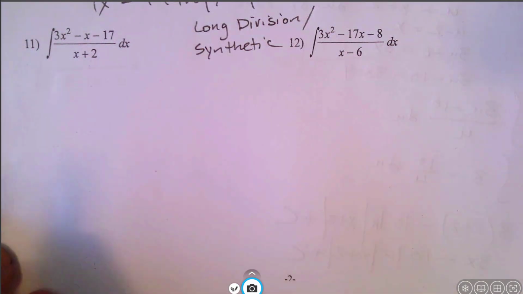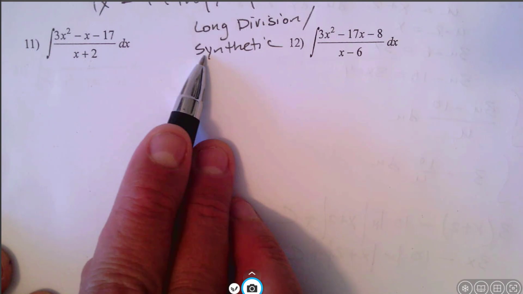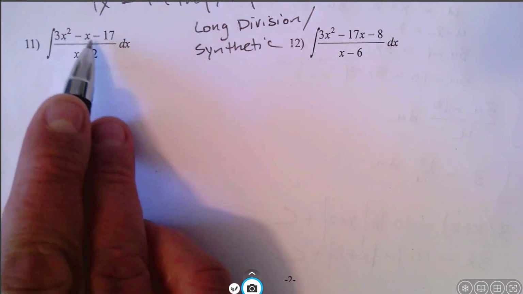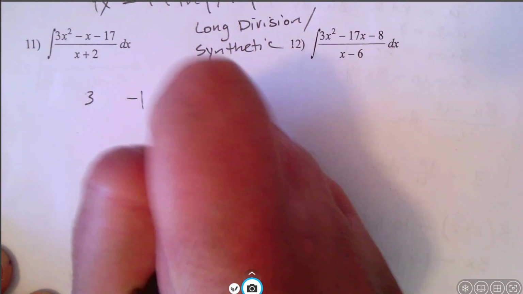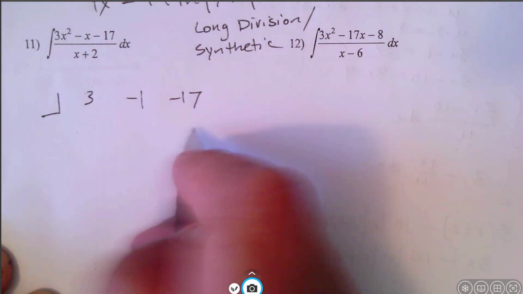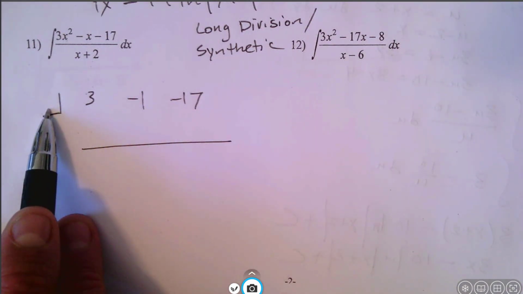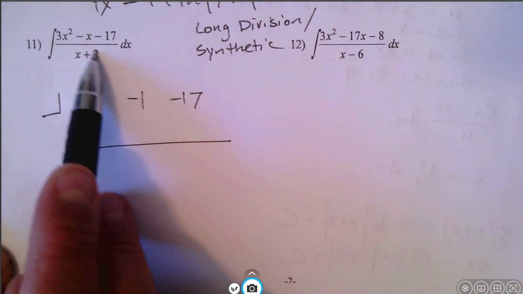You can either do this by long division or by synthetic division. Synthetic division is a little bit easier because you just keep track of the coefficients. So to do synthetic division, you write down the coefficients of your numerator. Here it starts out with a 3, and then the next term would be negative 1, and then the next term would be negative 17. Those are the coefficients. Then you make a little box here, leave some space to write some numbers, and draw a line. The number that goes in the box is going to be the zero of the denominator.